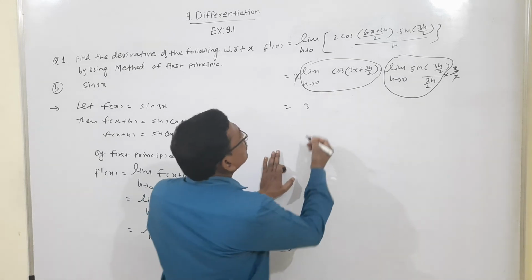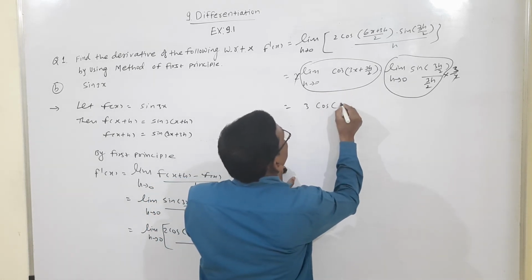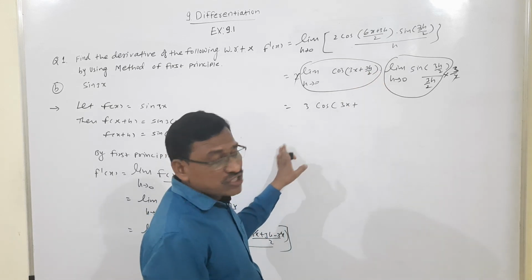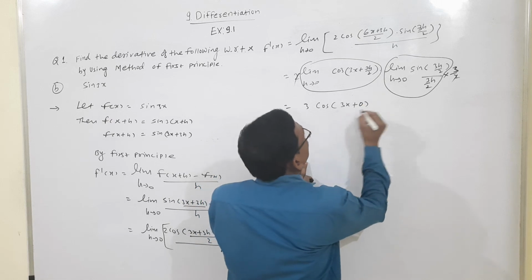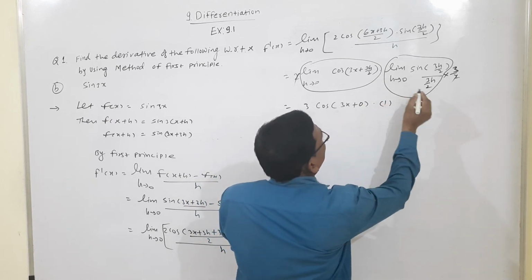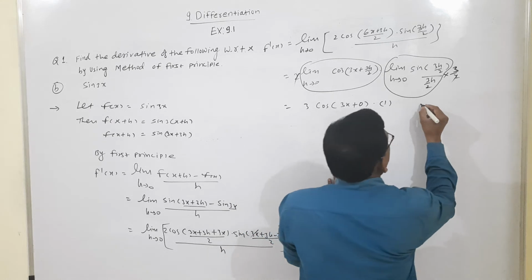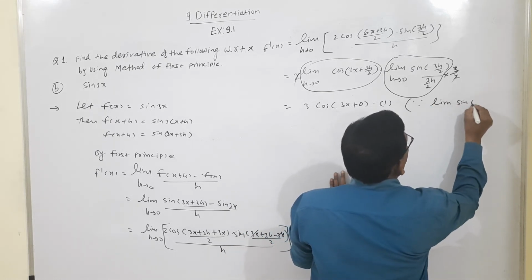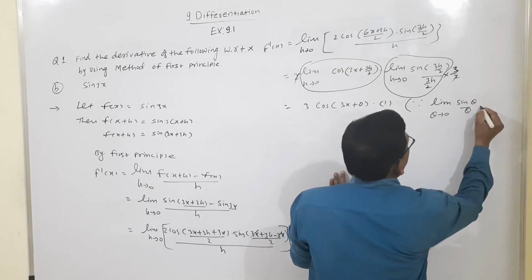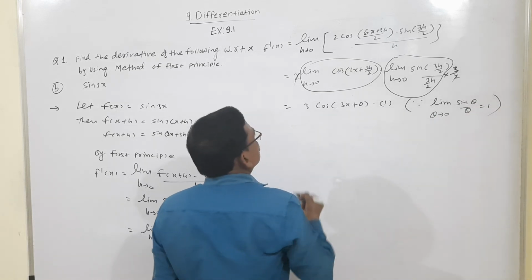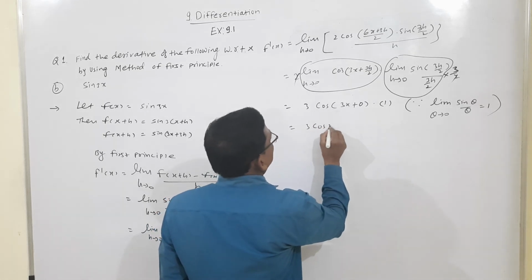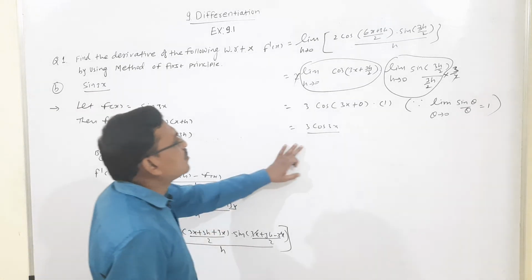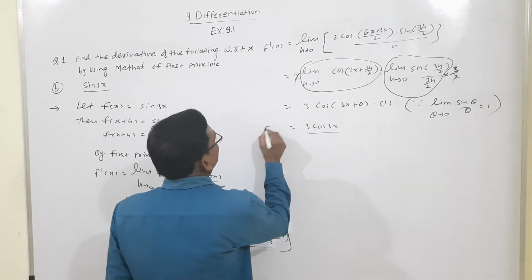So apply the limit here. It is 3 cos of 3x plus, as h tends to 0, it is 0, into the value of the limit of sine theta upon theta, which is 1. Since the limit of sine theta upon theta as theta tends to 0 is 1, therefore it is 3 cos 3x only. So the derivative of sine 3x is 3 cos 3x, that is f dash x.